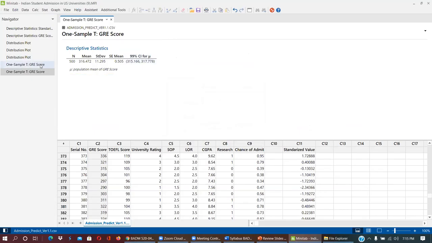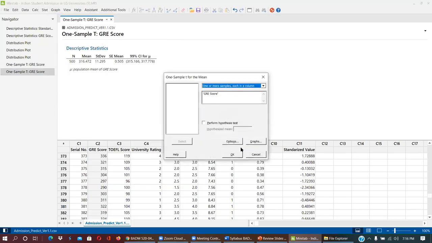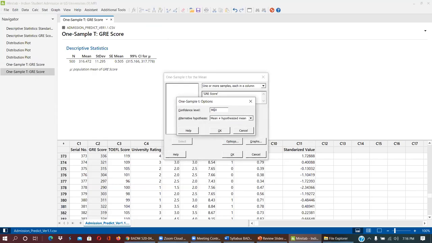Earlier it was how much? Let me go. 315.48 to 317.46. Now, because you have more confidence, it will be a wider range. So it is 315.16 and 317.78. Now let's put 90% only. Then your confidence interval will be narrower, because you are taking 10% risk. So look into that. Stat, basic, one T, option. I'm going to put here only 90%.